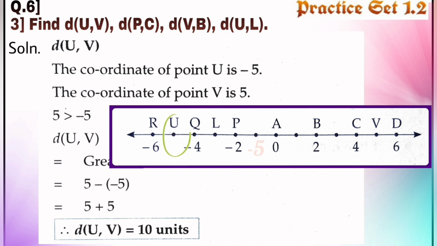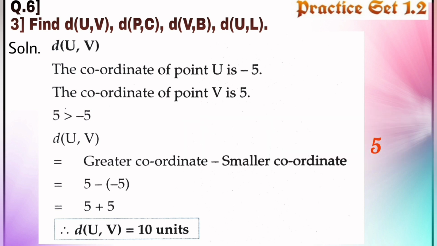The coordinate of point U is -5. It is not given in the figure, but we can take it as -5 because U is present between -4 and -6, so it is automatically -5. And the coordinate of point V is 5. It is also not given, but as it is present between 4 and 6, it has to be 5. So the coordinate of U is -5, the coordinate of V is 5. 5 is greater than -5.